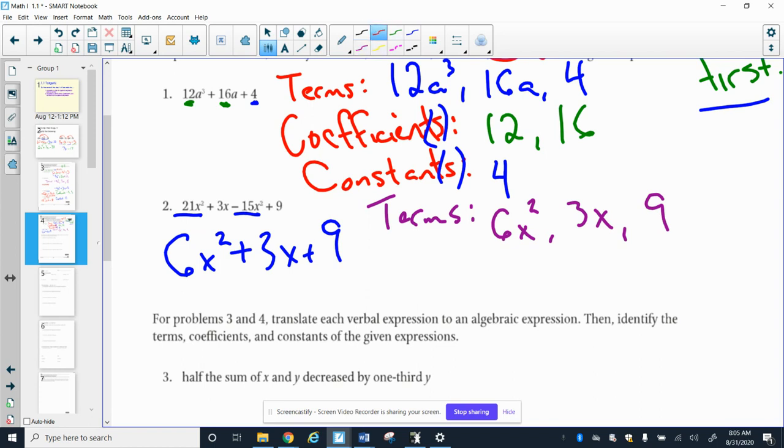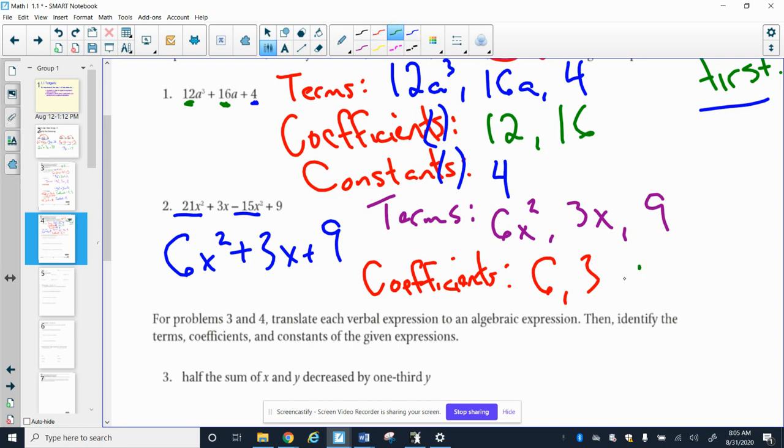Next, our coefficients. Again, there's only one right answer here. It would be 6 and 3. Nothing else. If you put 6x squared, if you put 3x, that's wrong. A coefficient is just a number. It's the number in front of a variable.